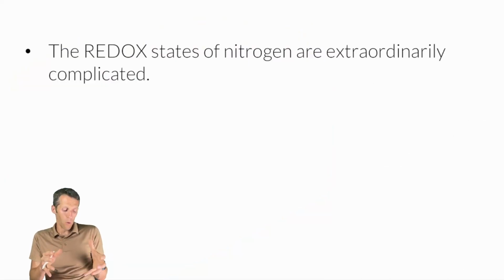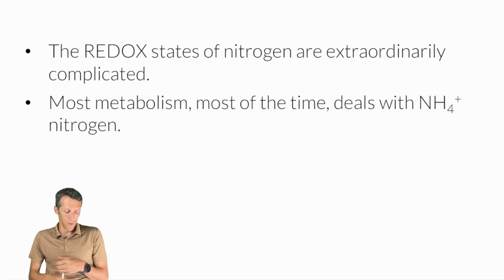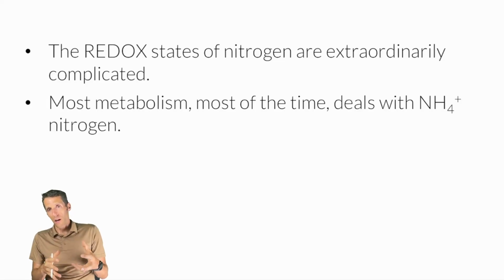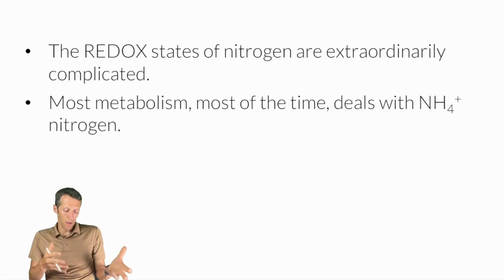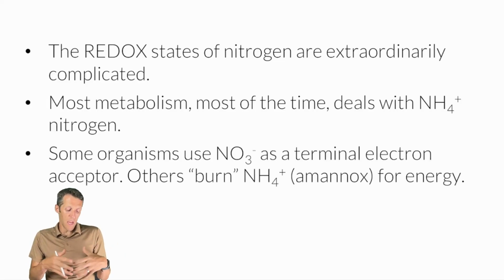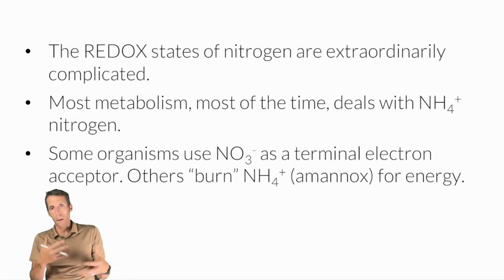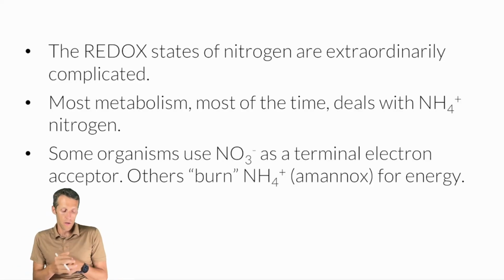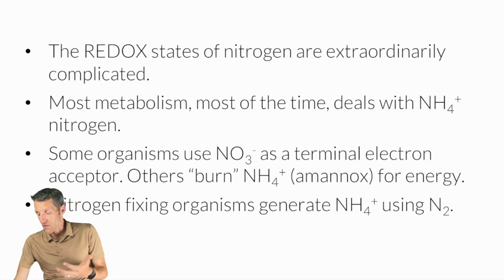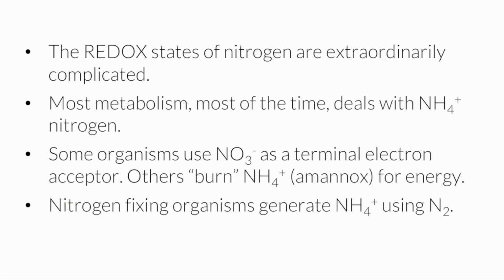Okay, so what have I said in this video? I've said that the redox states of nitrogen are very complicated, which makes it hard for organisms to deal with it. That means that most of the time, metabolism deals with reduced nitrogen. Some organisms will use, say, nitrate as a terminal electron acceptor. Others might burn NH4, in sort of the analogies here. But that's the exception. The other exception that turns out is really important for us are nitrogen-fixing organisms that will actually pull N2 out of the atmosphere and make ammonia out of it that we can use. All right, so that's what I have in this sort of high-level overview of nitrogen metabolism.